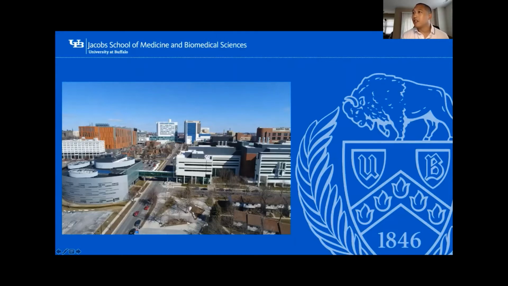Buffalo General is next door where we get our otology experience, and then we have Roswell Park Cancer Center with a great head and neck experience, as well as some facial reconstruction and Mohs and some of that stuff.